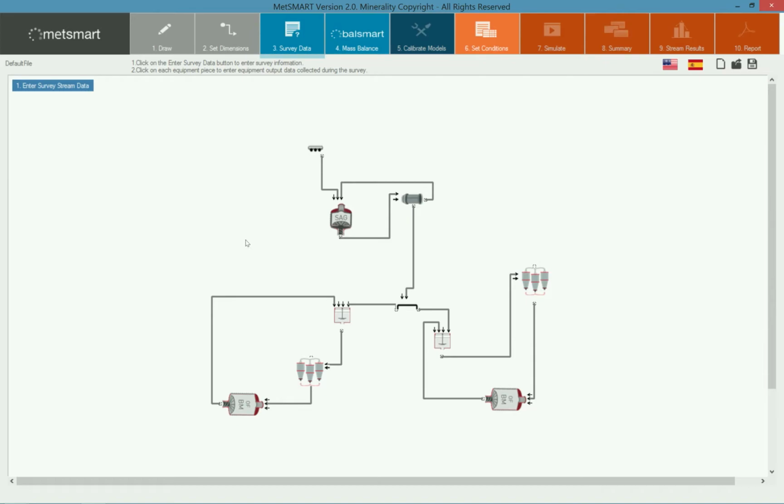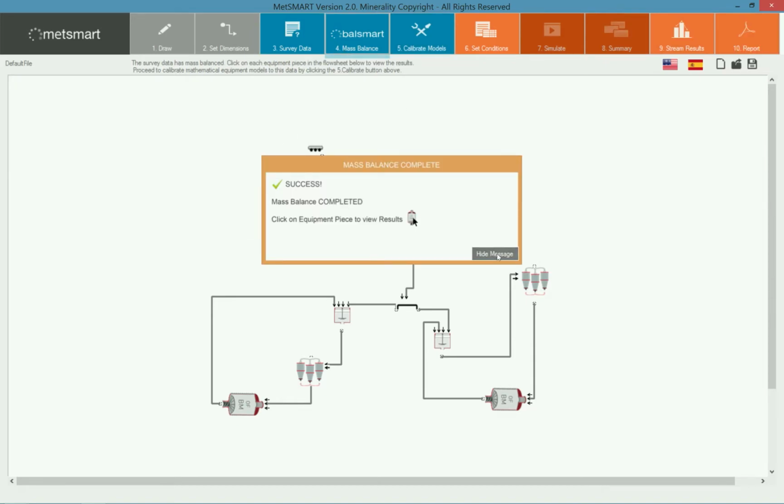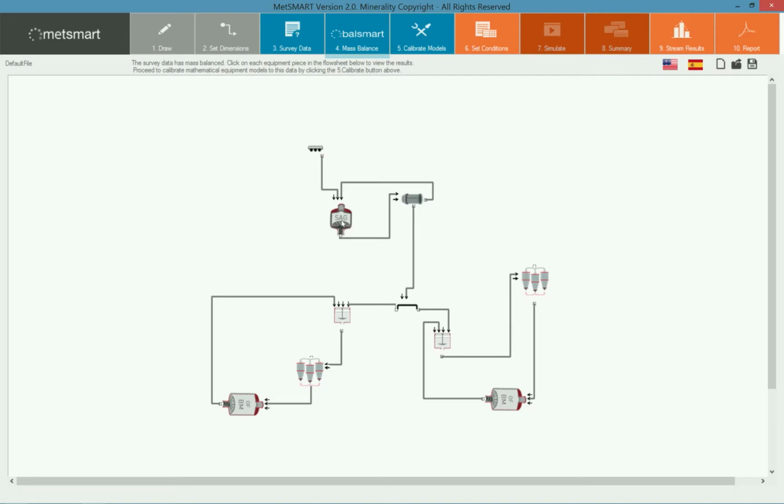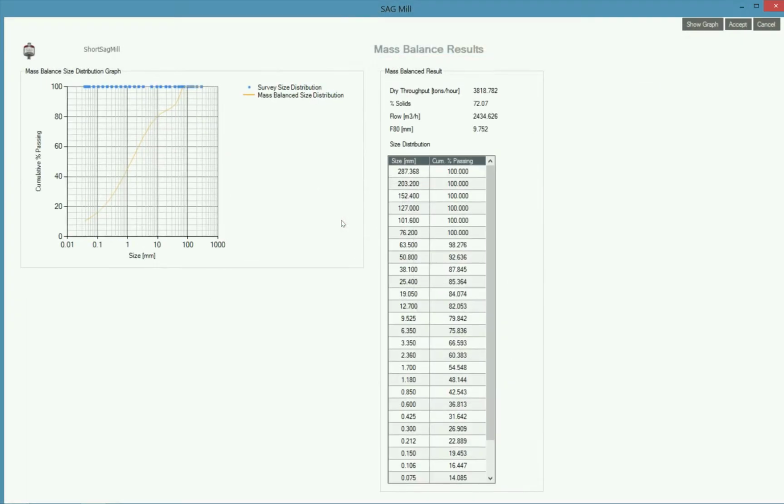After entering this information, I can perform a mass balance and then look at the results. If I click on the SAG mill, you can see that the blue dots represent the survey, so there were no information available, and the orange line represents the mass balanced result. We are now able to do analysis around the SAG mill because we have this information.